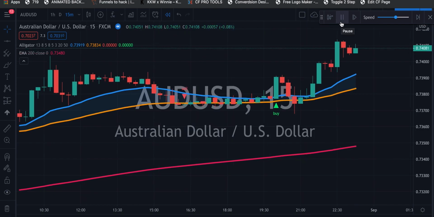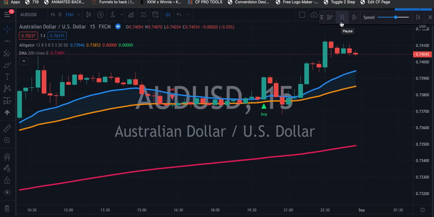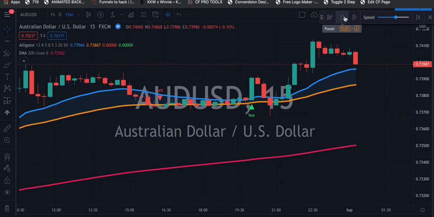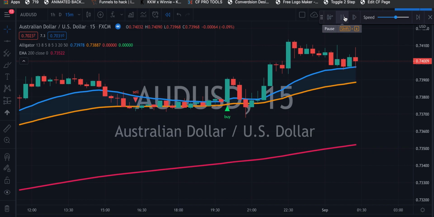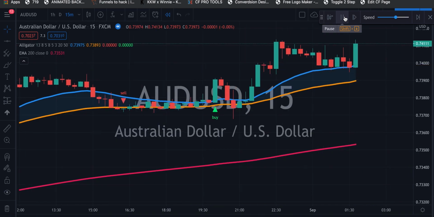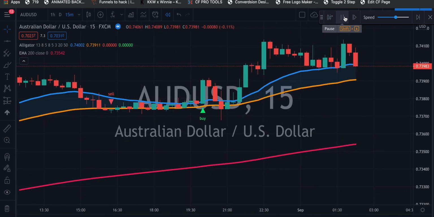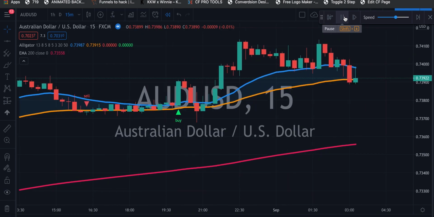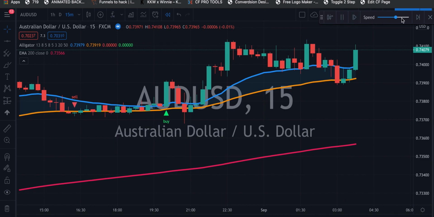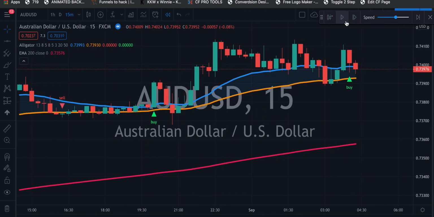Let's look for another trade. It's another buy. Would you have taken that trade? Maybe not, mainly because again, it's in between. So let's keep going.